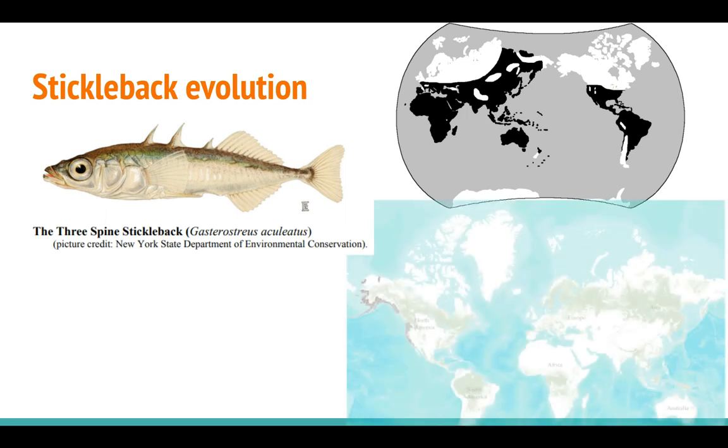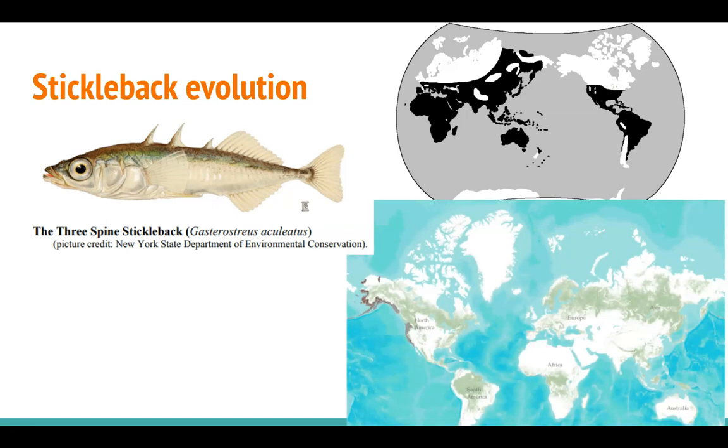The reason this is important, this map is showing where sticklebacks can be found. The ones that we're going to focus on in this case study are some populations of freshwater sticklebacks that live in Alaska and Canada. There are some really interesting differences in those species of sticklebacks compared to the ones in the ocean.